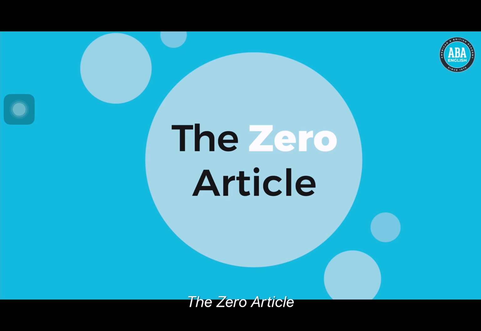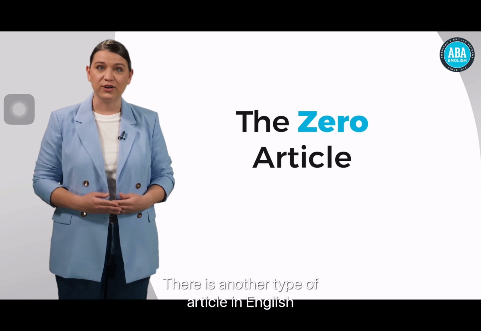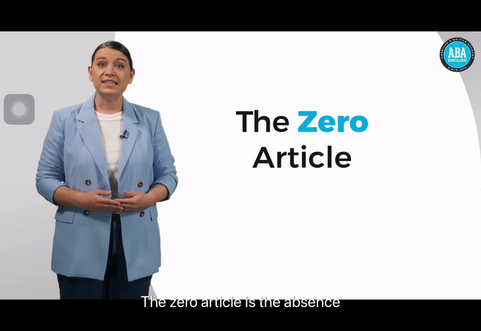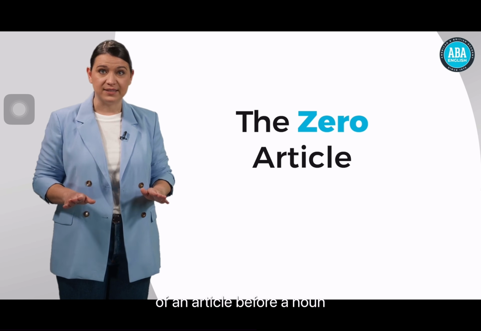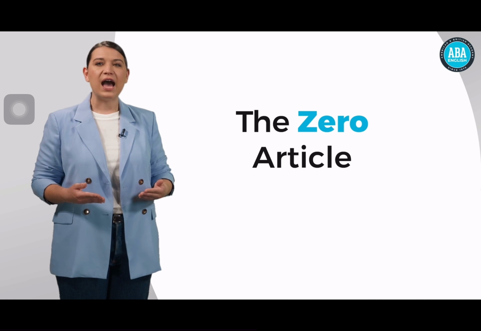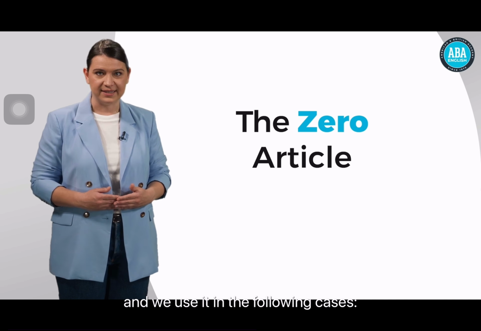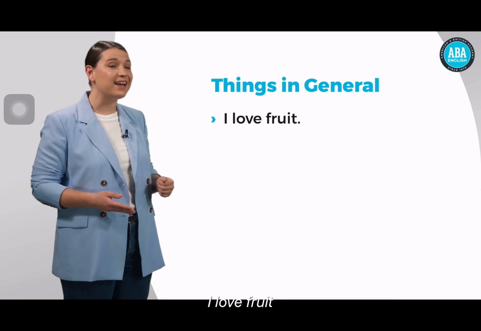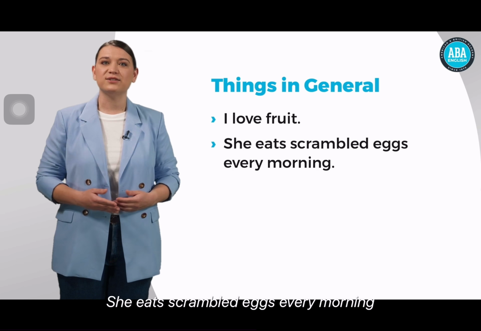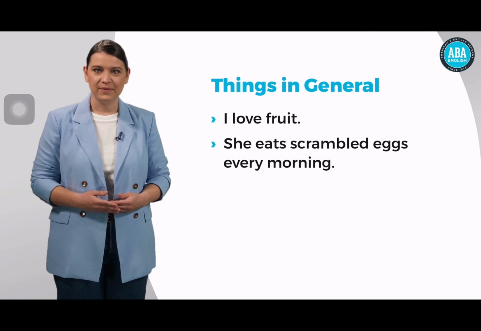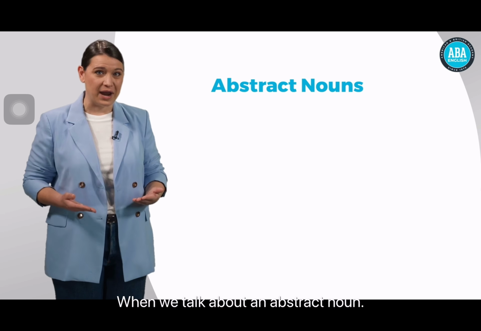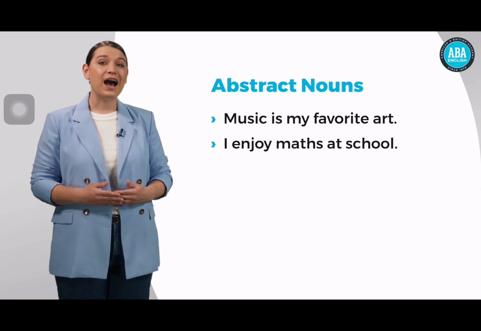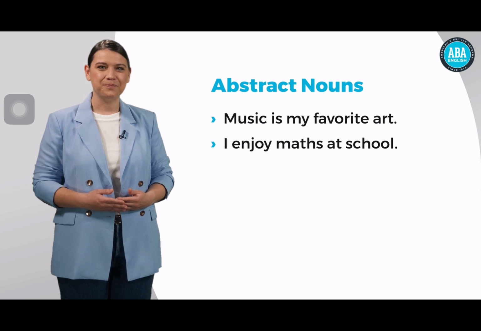The zero article. There is another type of article in English that you need to know, the zero article. The zero article is the absence of an article before a noun, and we use it in the following cases. When we talk about things in general, for example, I love fruit. She eats scrambled eggs every morning. When we talk about an abstract noun, as in, music is my favorite art. I enjoy maths at school.